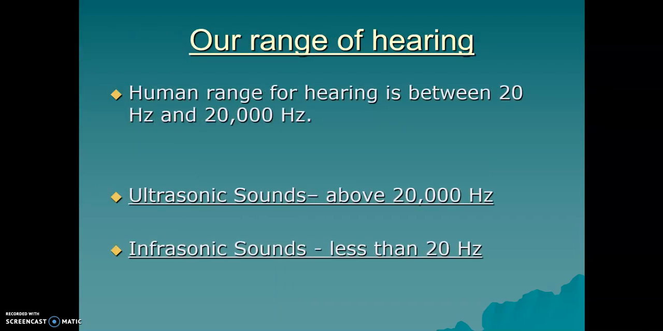Now, humans cannot hear all sounds. We can hear between 20 and 20,000 hertz. What that means is any sound wave that vibrates back and forth 20 times a second to 20,000 times per second, we can hear. We cannot hear above 20,000 hertz. Those are called ultrasonic waves. And we cannot hear below 20 hertz, which is infrasonic sounds.